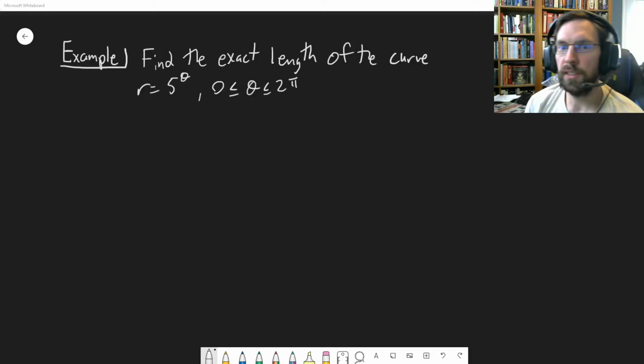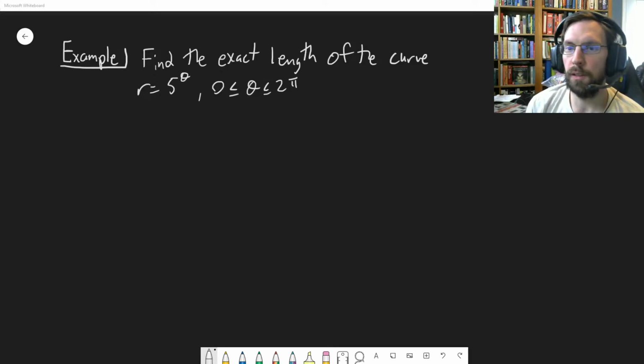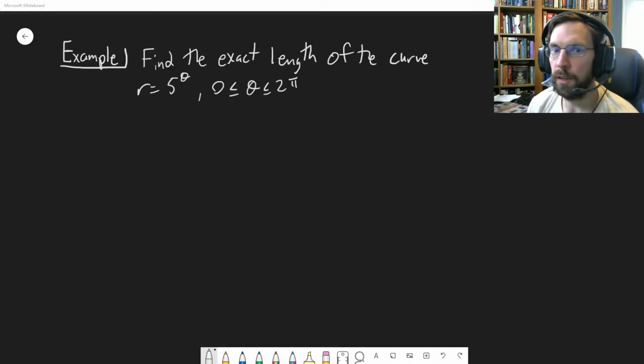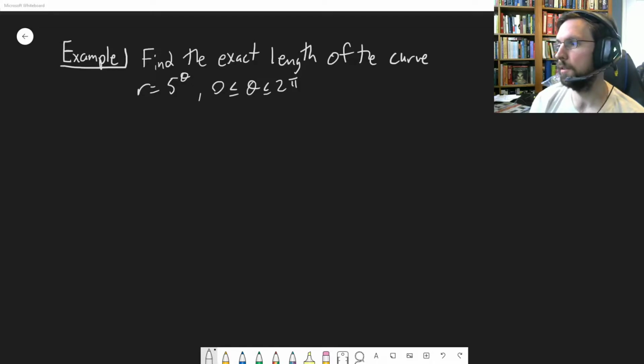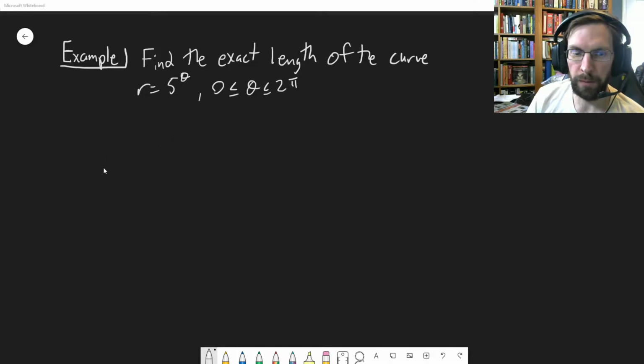Okay, in this last example, we're going to find the exact length of the curve r equals 5 to the theta on the interval from 0 less than theta to 2 pi. Okay, so let's look at the graph of this. The graph of this should look something like this.